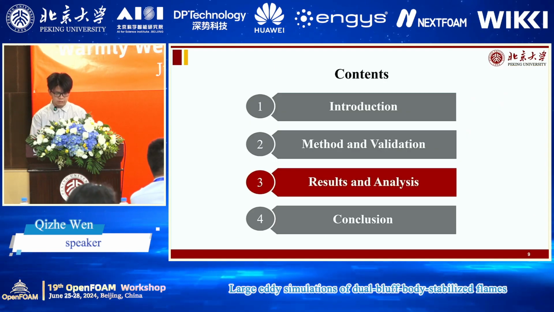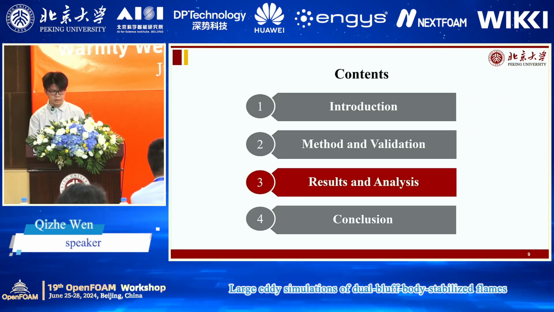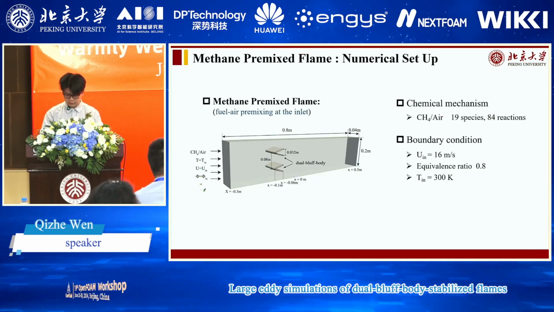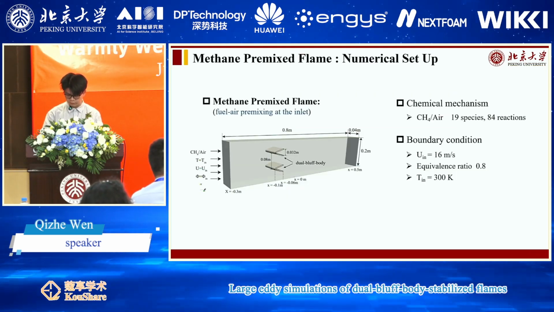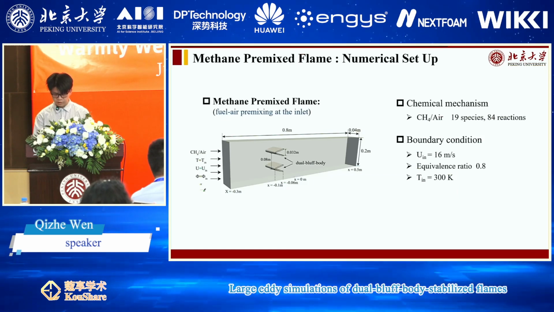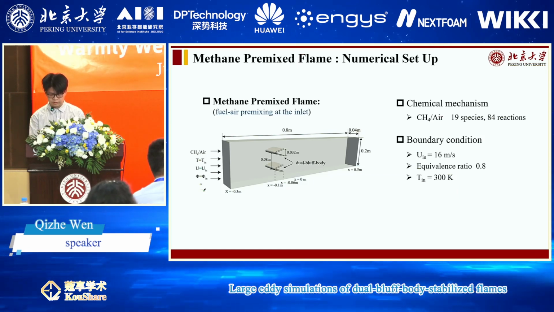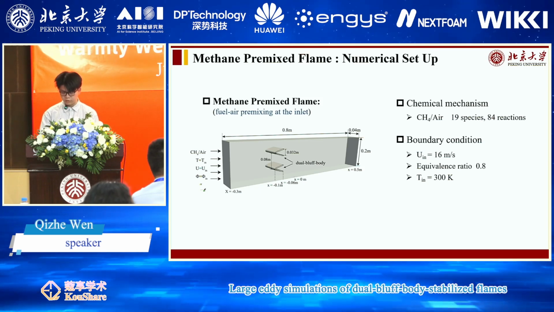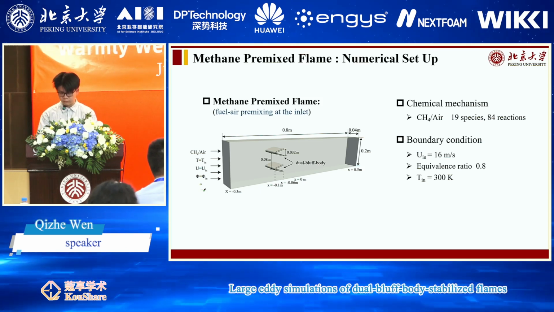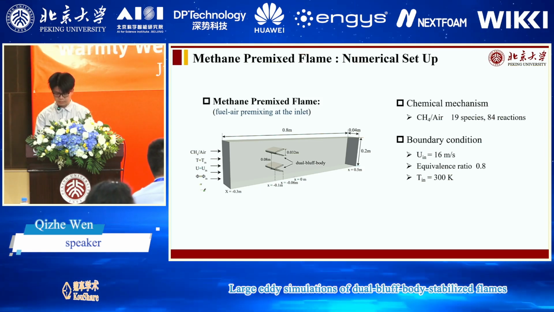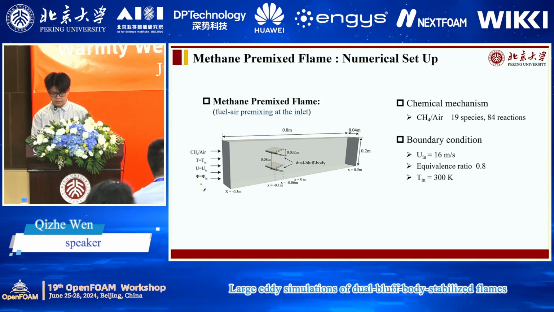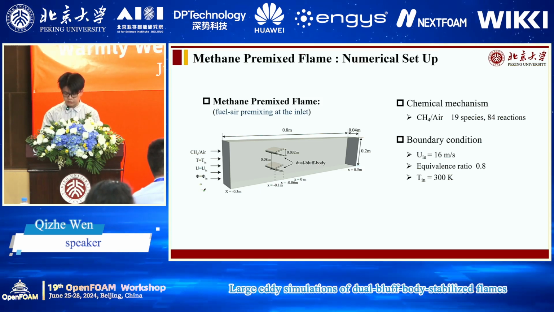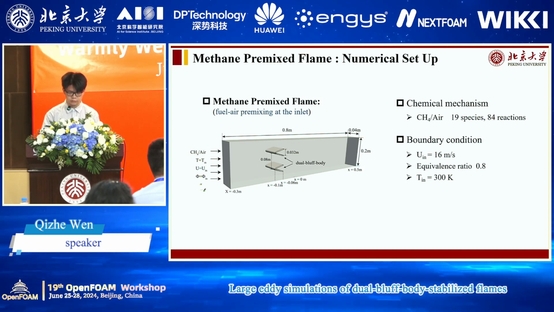In this section, I will introduce our results about the two flames. Firstly, in the CH4 premixed flame case, the fuel and the air are premixed at the inlet with an equivalence ratio of 0.8. We use a chemical reaction mechanism involving 19 species and 184 reactions. The boundary conditions we used are listed here.